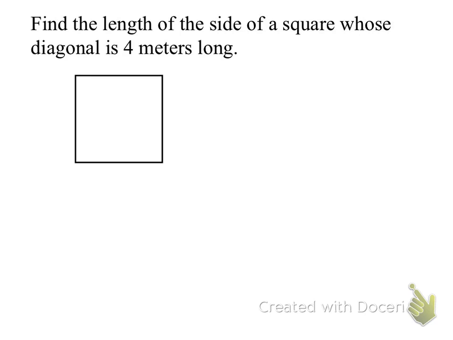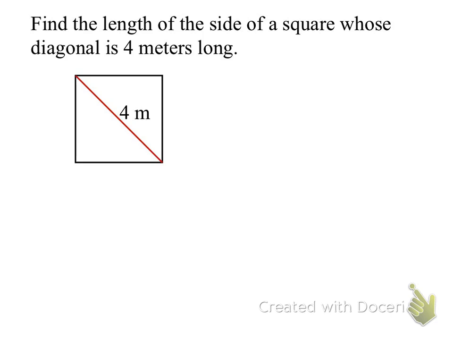Find the length of a side of a square whose diagonal is 4 meters long. So I'm drawing my diagonal. The diagonal is 4 meters long. What do they want? They want a side. And what other piece of information are they giving us? It's a square, so what does that mean? Both sides are the same.